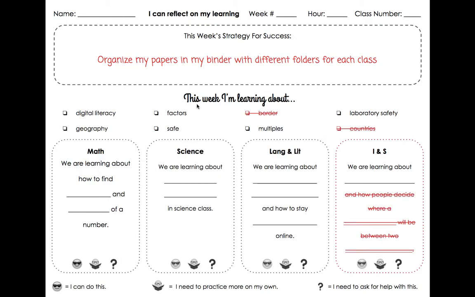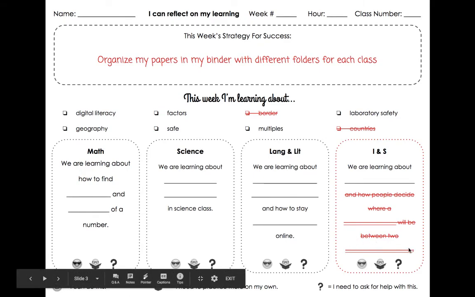On the bottom you'll see sentences about what you've learned in each class. I made a mistake for INS. There were some things I thought you would learn about this week, but you're going to learn about them next week. So take a moment and cross off the word border, cross off the word countries, and cross off this last part, and how people decide where a blank will be between two blank. You'll do that next week.